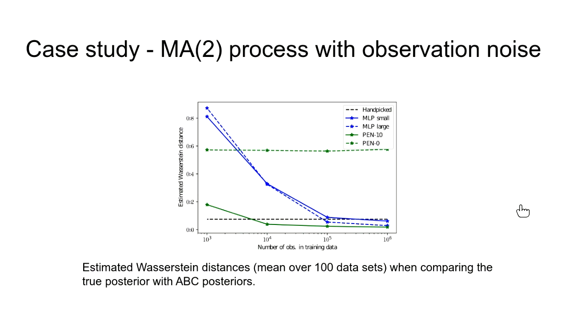So again, we compare the estimated Wasserstein distance, where we compare the true posterior to the ABC posterior. And here we see that the MLP networks, just as with the case for the AR2 model, perform quite poorly when we have a few training data points, but if we have many, they generate inference that is similarly good as the PEN network, and we see that PEN 10 works quite well, even when we have few training data points. And we also have a PEN 0 network that again is not doing very well in this case.